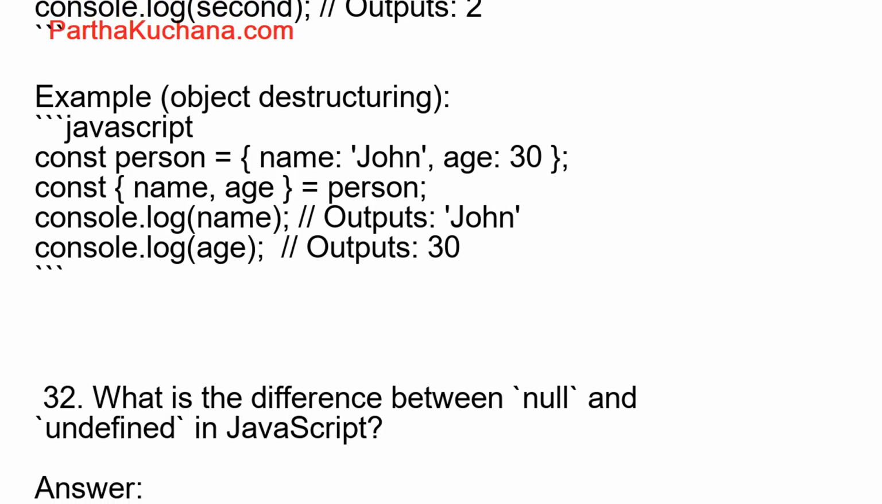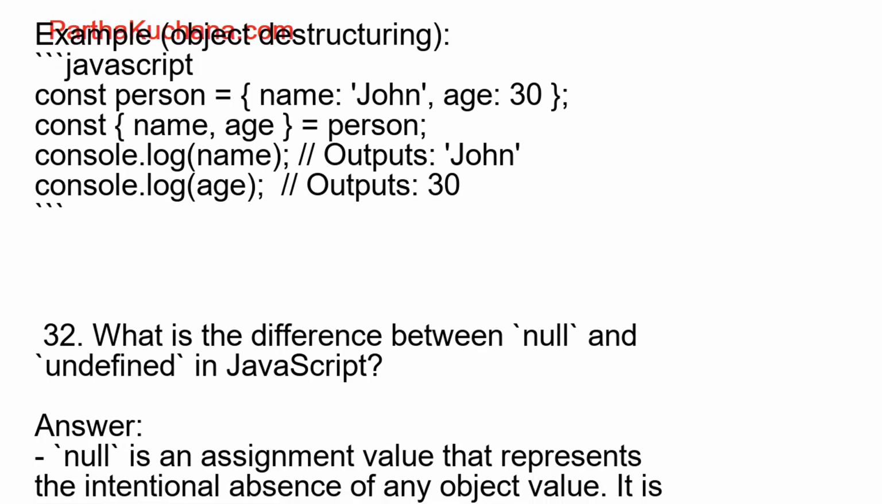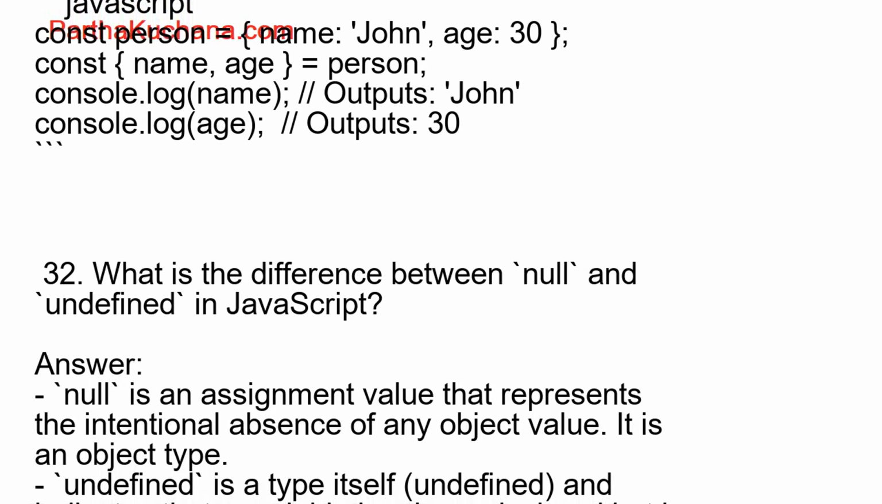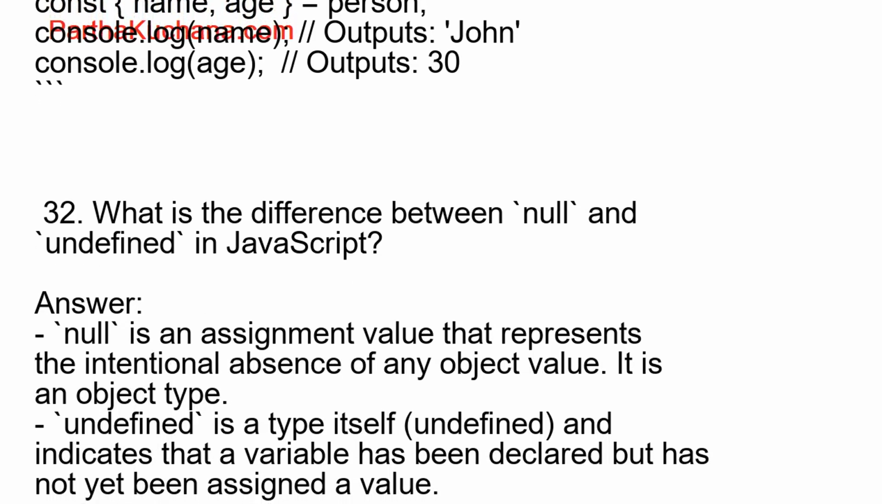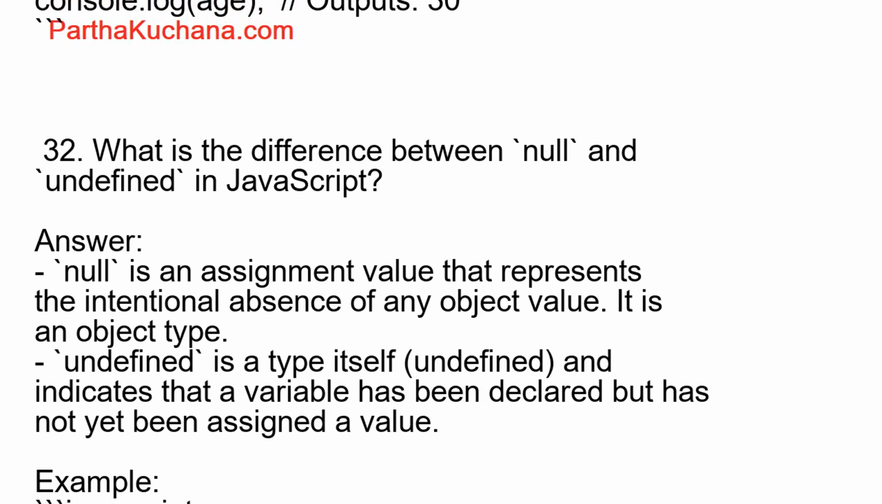34. What is the event loop in JavaScript? Answer: the event loop is a mechanism that allows JavaScript to perform non-blocking operations despite being single-threaded. It continuously checks the call stack and the message queue. When the call stack is empty, it processes messages from the queue, executing the associated callback functions.